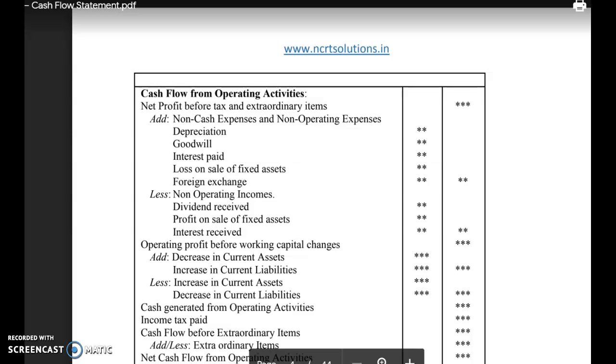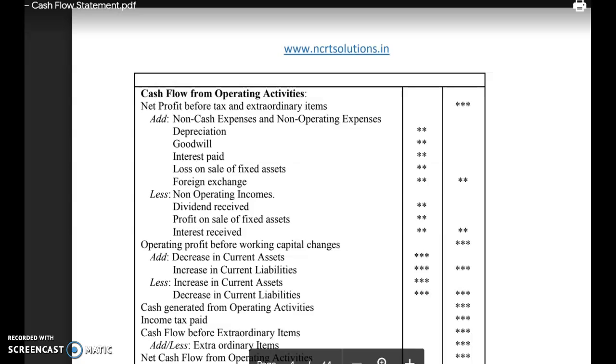Likewise, we have to deduct the non-operating incomes, like the dividend received, profit on sale of fixed asset, rental income, and interest received. These are generally non-operating incomes. When we deduct all these items, the result will be, if in plus, operating profit before working capital changes, or if there is loss, we will say operating loss before working capital changes.